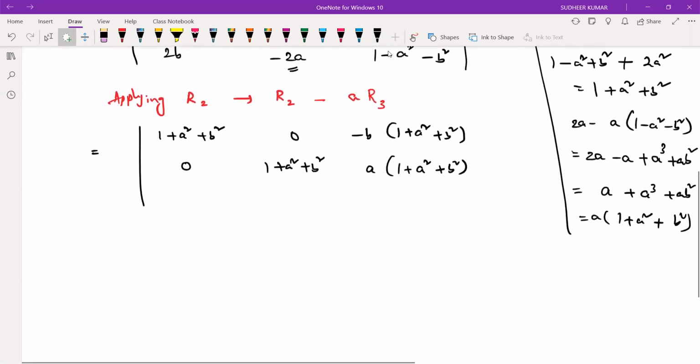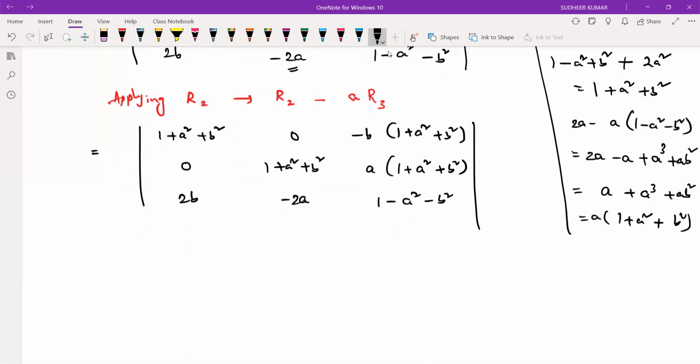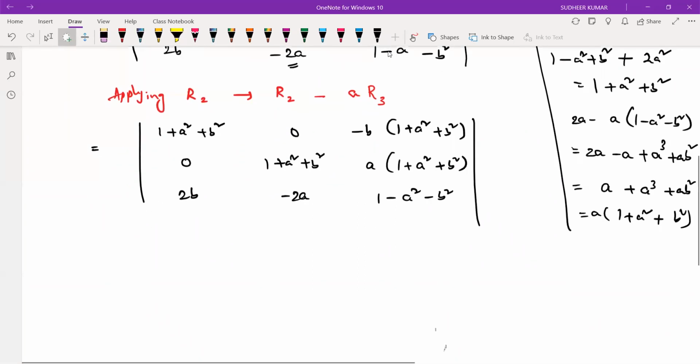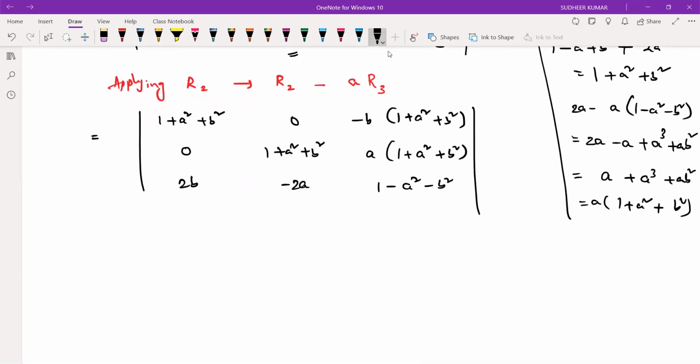Then R3 remains same. This is 2B, minus 2A, 1 minus A square minus B square. So if you observe these two rows, from R1 we can take the common factor, because 0 into 1 plus A square plus B square we can write it. From R2 also we can take the same value as common.